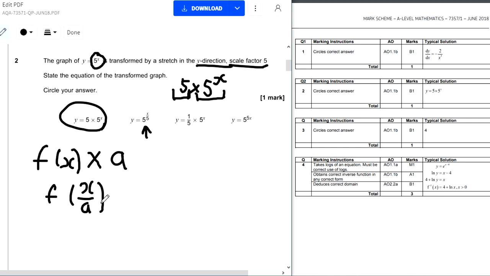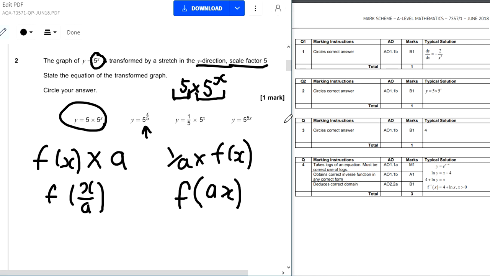Now, the opposite is true when you're stretching by a factor of 1 over a. If you're doing it on the y-axis, it's just 1 over a times your function f, or in other words, squeezing it by a factor of a. Stretching by 1 over a is the same as squeezing by a. And if you're doing it for the x-axis, you're timesing it.